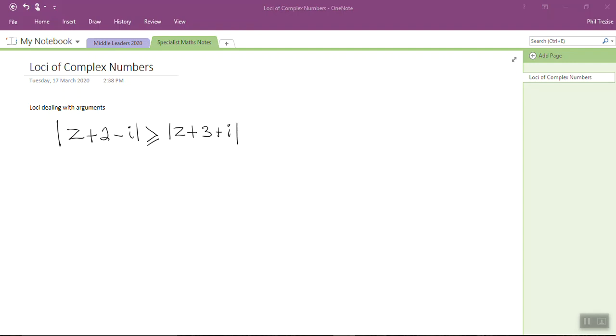Hi everyone, this screencast is about the loci of complex numbers, and in this first instalment we're going to be looking at situations like this that involve the modulus of two complex numbers. Now there's a couple of ways to look at this. The first way is we take a geometric perspective.